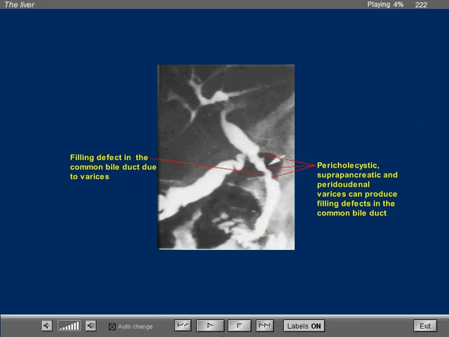This is a patient who had small filling defects along the walls of the proximal common hepatic duct, and these were not due to mucosal changes, they were due to varices. So paraduodenal, juxtapancreatic, pericholecystic and perihepatic veins can dilate as a result of portal hypertension. So that should be in the differential diagnosis of small mural filling defects along the biliary tree.